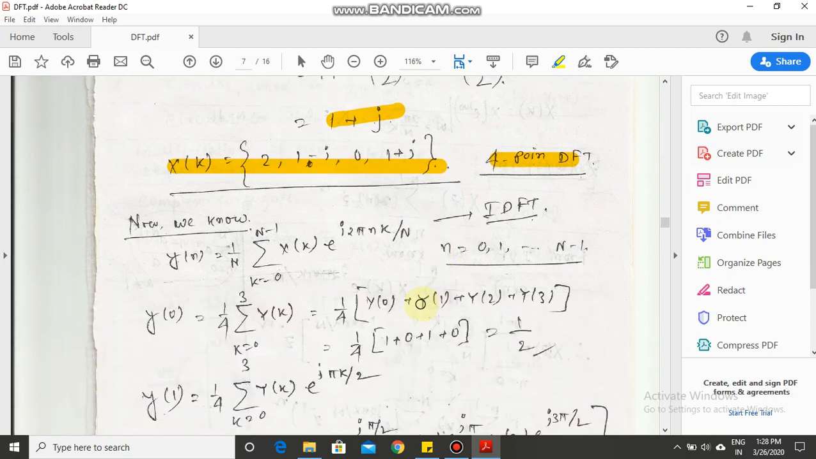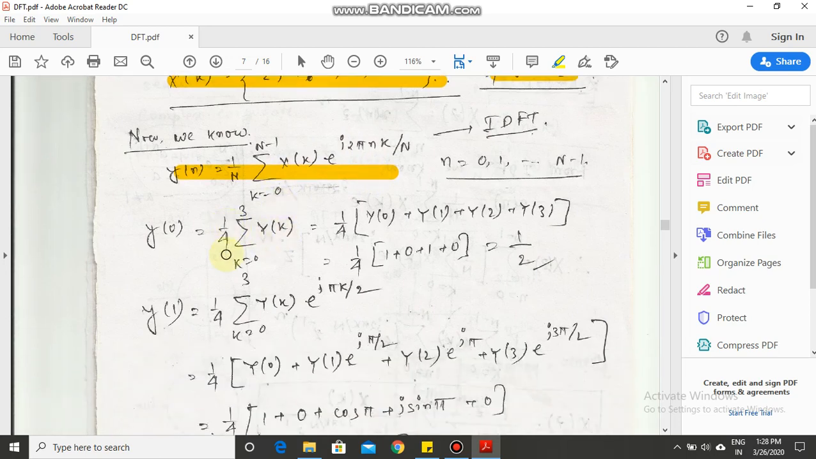Now what is the IDFT? If I find the IDFT, we know the IDFT formula. The difference is that it has 1 by N. For DFT it is n equal to 0 to N minus 1, but for IDFT it is k equal to 0 to N minus 1, and this was x of n previously, now it is capital X of k, and the rest of it is the same. It was minus there, now it is plus. So this is the difference.